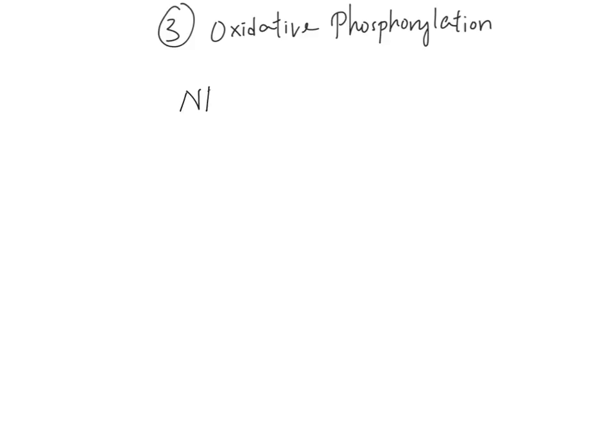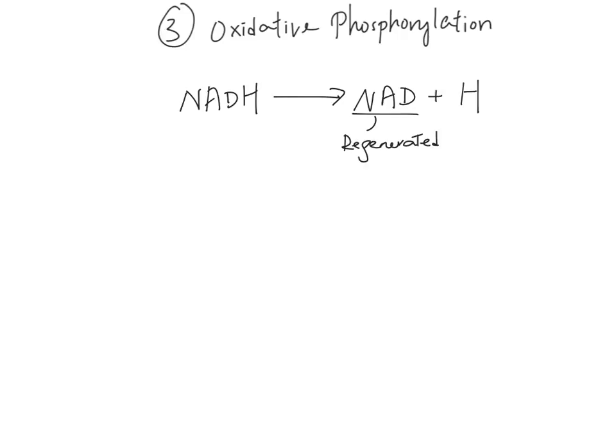The next step of reaction concerns the NADH that was formed in the previous step in Krebs cycle and also in glycolysis. Now here, NADH will break down into NAD and H. The NAD that is regenerated here is now free to go back to the previous steps to bring in more H to this step.